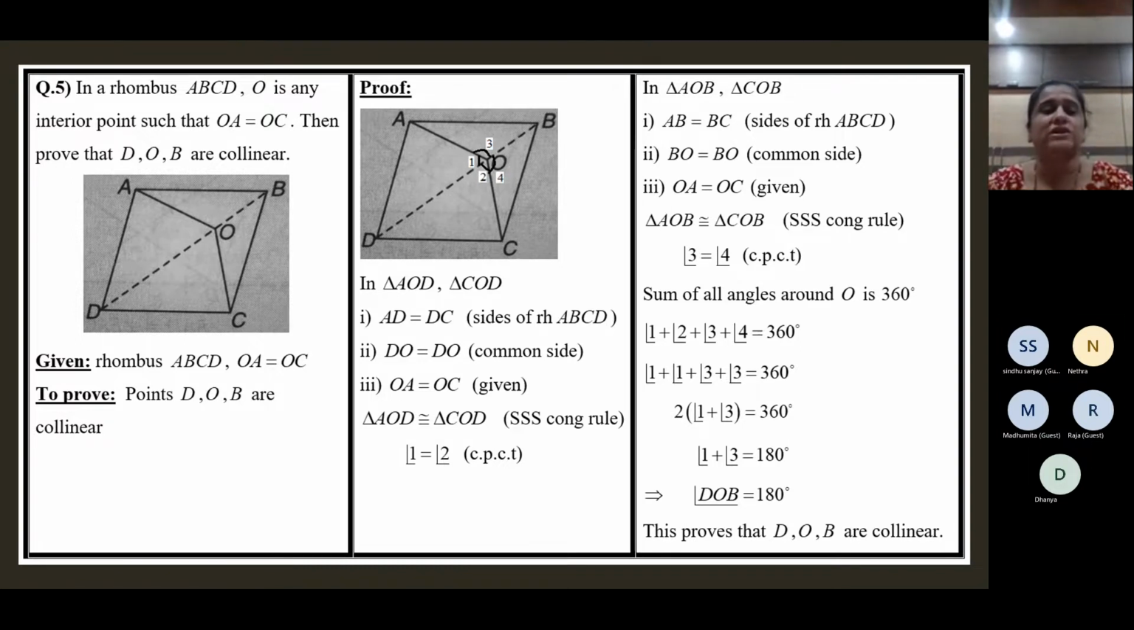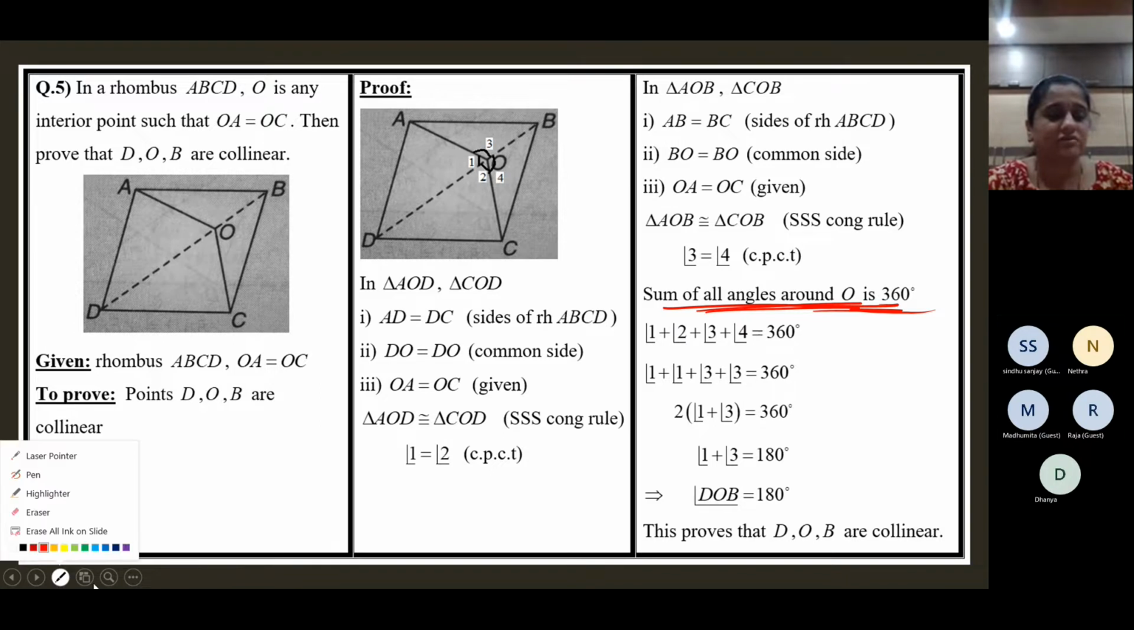The same question, it will be in a square ABCD. Here it's a rhombus. That's the only difference. Probably there we have to prove that DOB is a straight line. So here we are proving that D, O and B are collinear. So similar one, you can just look into your classwork. Sum of all the angles around O is 360. Okay, so we have done a similar one. So I'm not explaining this.